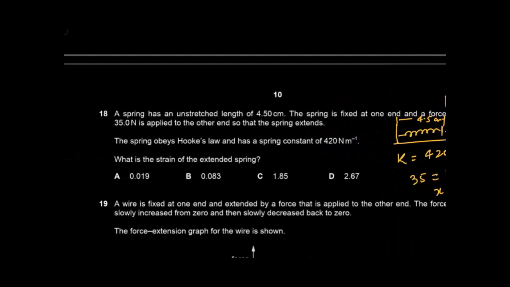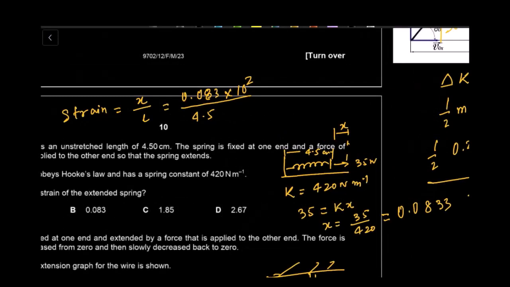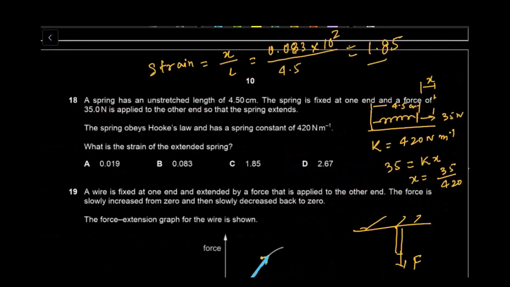0.0833, and we know that strain is equal to change in length upon original length, which is equal to 0.083 into 10 to the power 2 upon 4.5. Here one thing to note is that there is a common mistake made by students. This x comes out to be in meter. We have to change it into centimeter because the length L is in centimeter. So this will come out to be approximately 1.85. So out of this, option C is correct.